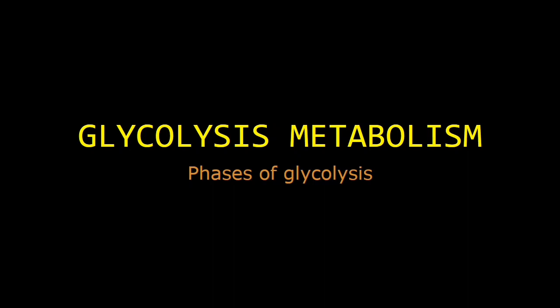Glycolysis is the process where we get two molecules of pyruvate from one molecule of glucose. So we will discuss this in just a moment. We can see that glycolysis has two phases and 10 consecutive steps.